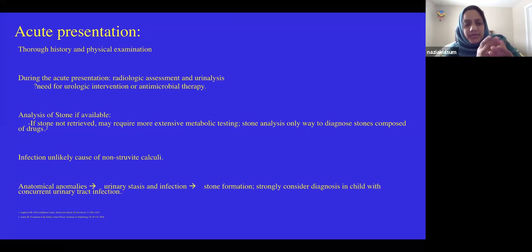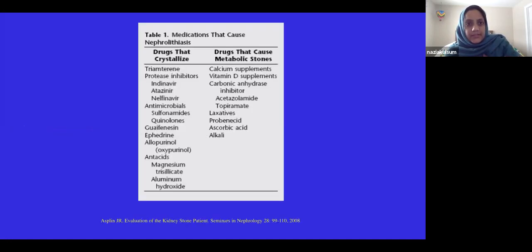And also in the history, very important to know is if these patients are patients with chronic UTIs. So all your neurogenic bladders, kids with urinary retention, those are patients that you would like to know, basically to find out if they have true white stones. So those are a few things.